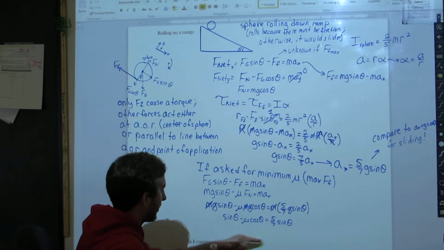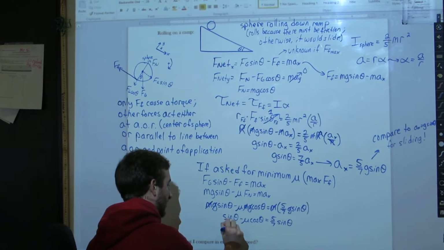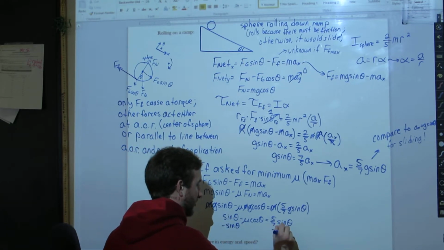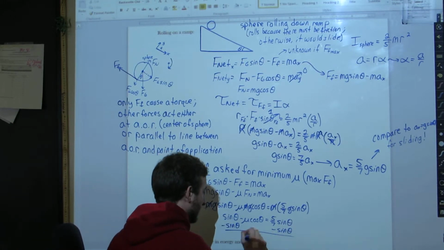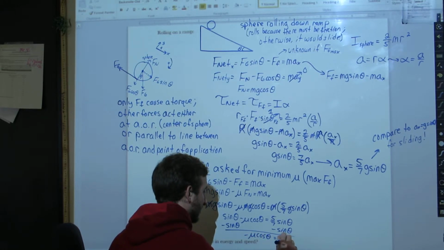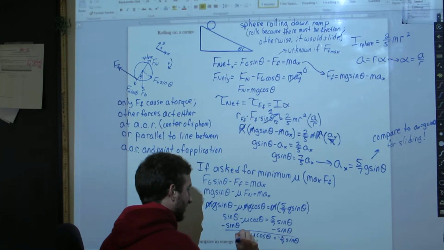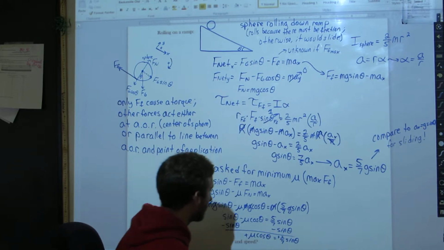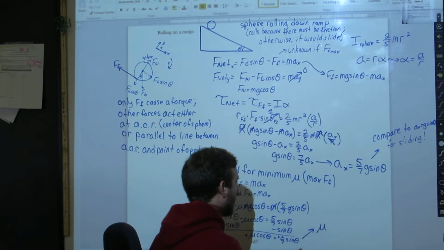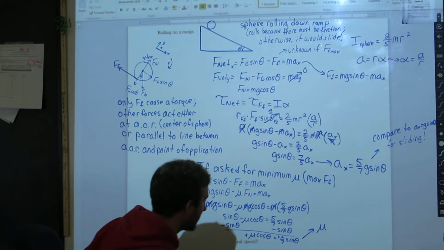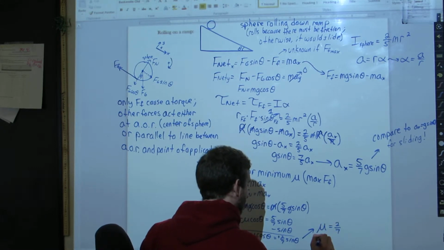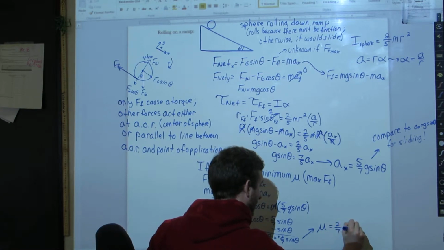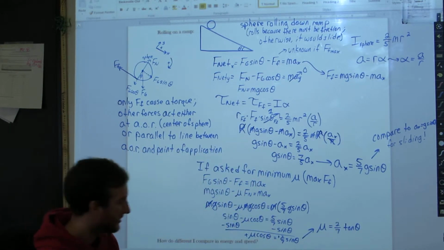So what that means is I need to move sine theta to the other side. This is really 7/7 sine theta, so 5/7 minus 7/7 would give me a negative 2/7 sine theta. I have negative, negative, so that will cancel. I divide both sides by cosine of theta. I get that the minimum coefficient that will allow smooth rolling is 2/7 tan theta. Is that what I got? That is what I got.